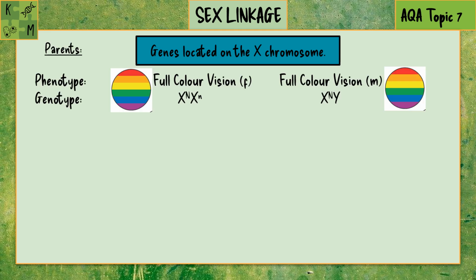So let's look at an example for this, and here we're going to look at the inheritance of red-green colour blindness. So we're going to start off with the parents that both have full colour vision. For sex linkage, it's really important that we specify the sex. Although it might seem obvious, that's part of the phenotype. So within our phenotypes, we've got a full colour vision female and a full colour vision male.